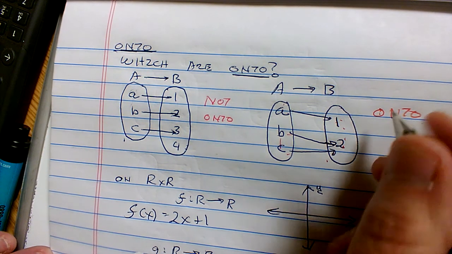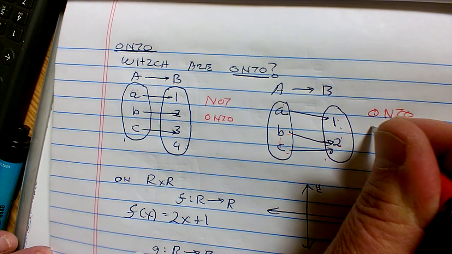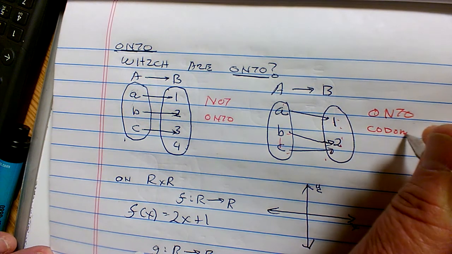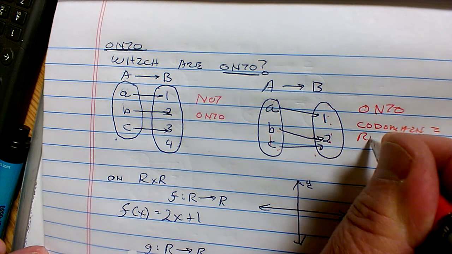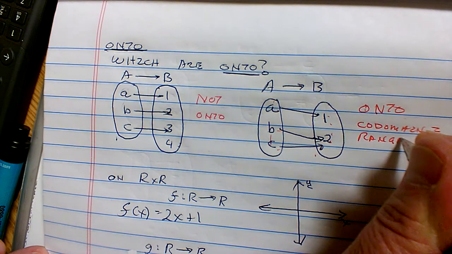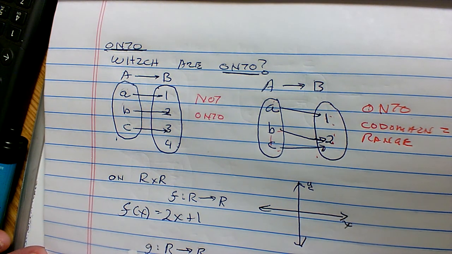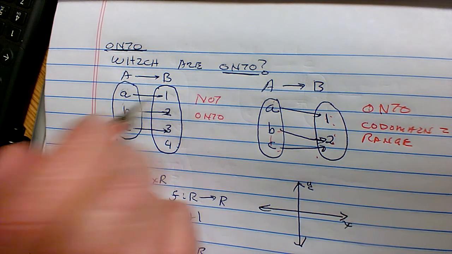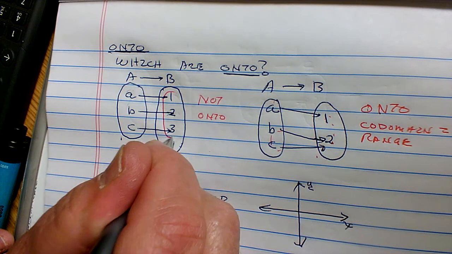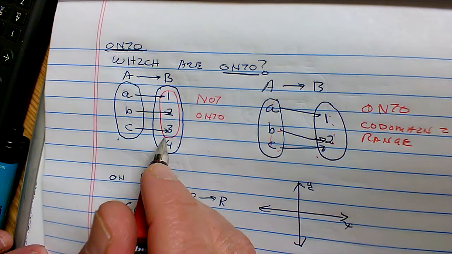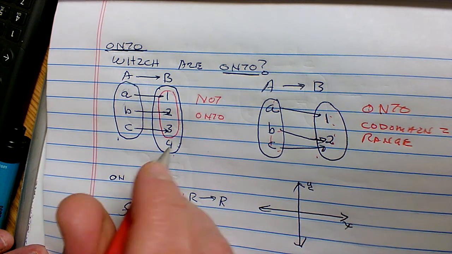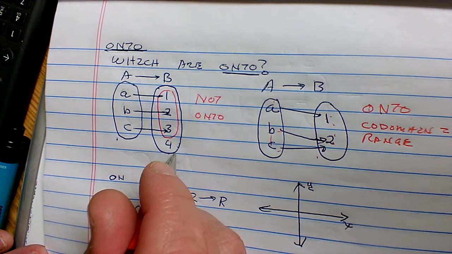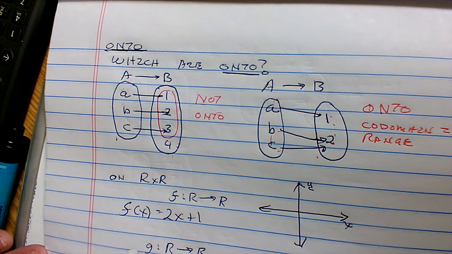Another way of saying this is that the codomain is the same thing as, or equal to, the range of the function. If the range and the codomain are the same thing, then it's onto. Over here in the first one, the range of this function is 1, 2, and 3, and that is not the same thing as the codomain. Whenever your codomain has elements where nothing is mapping to them, that makes it so it's not onto.